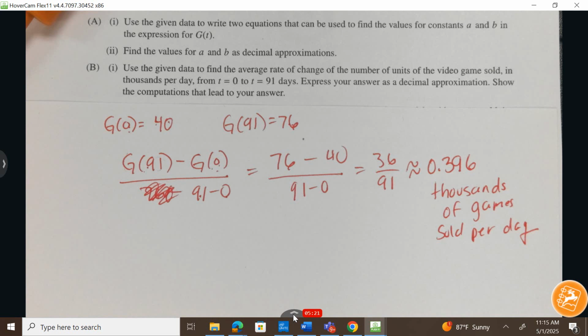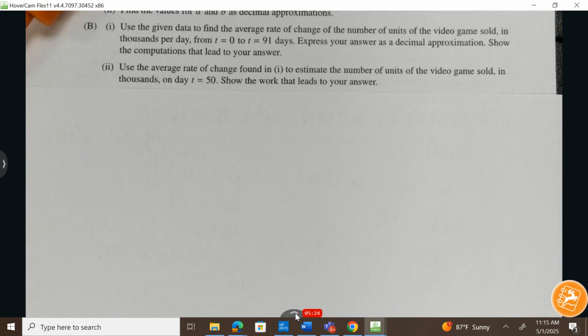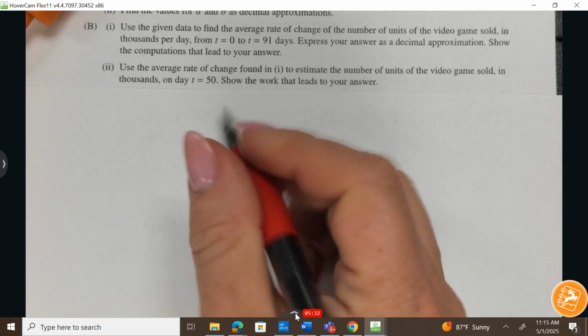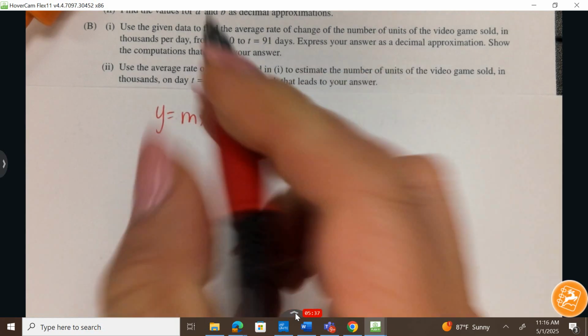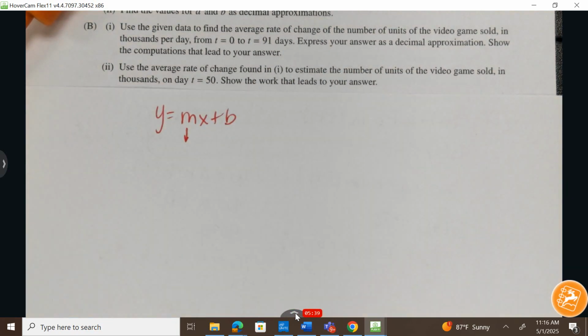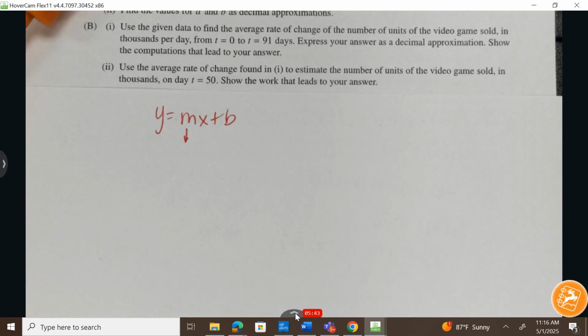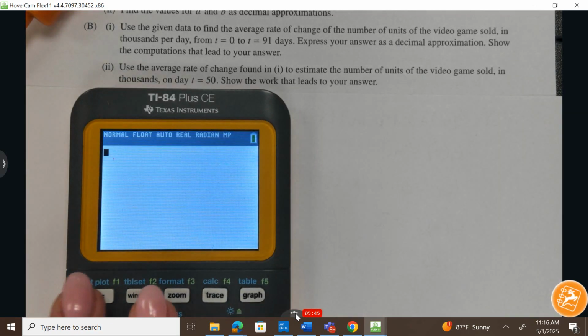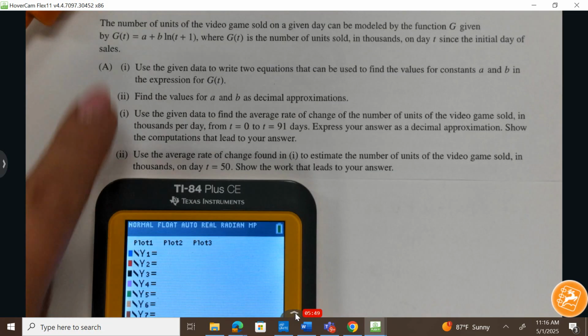All right, let's go on to the second part. For the second part, we're going to use this average rate of change to estimate the number of units of video games sold. They're thinking of this in terms of using a linear function. Remember, a linear function is y equals mx plus b. Now we just figured out that rate of change between those 2 points. So if I was to graph this, let me show you this, and hopefully visually this will make sense. I'm going to plug this in.